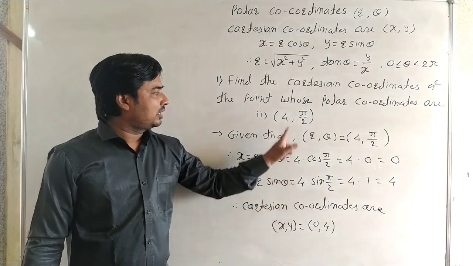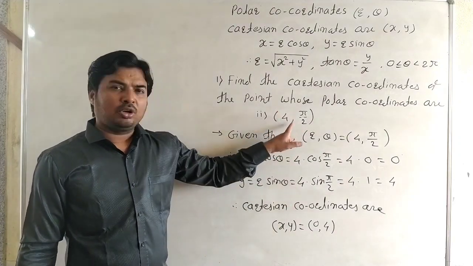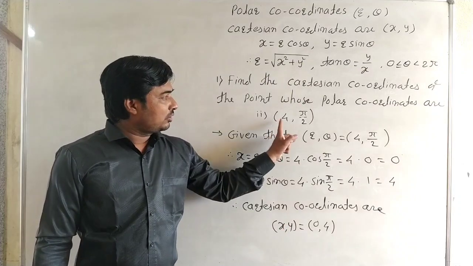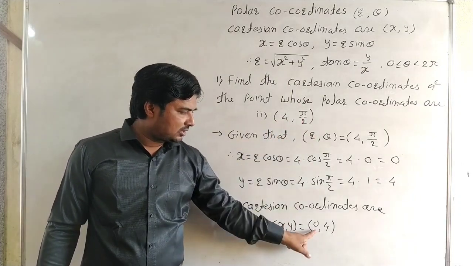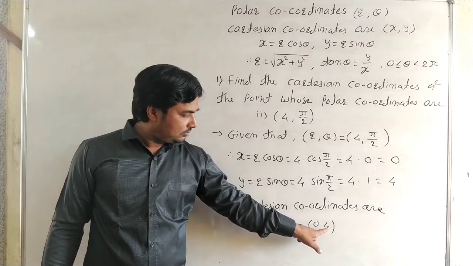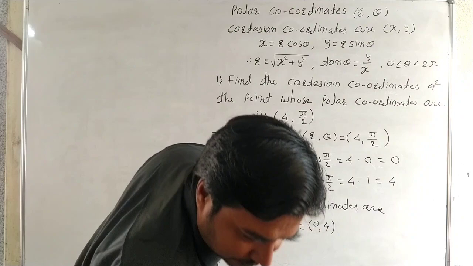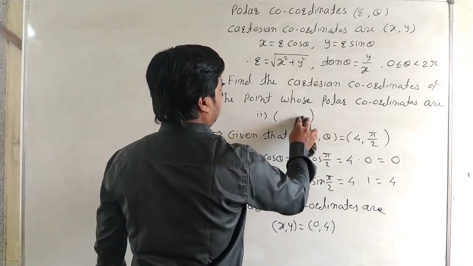Here the polar coordinates are given, and this is the Cartesian coordinate. Polar coordinate 4 comma pi by 2, and then Cartesian coordinate 0 comma 4. See this carefully. Now the next, third problem.